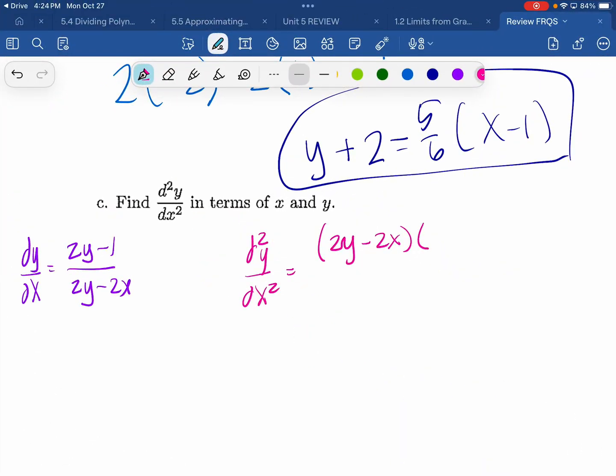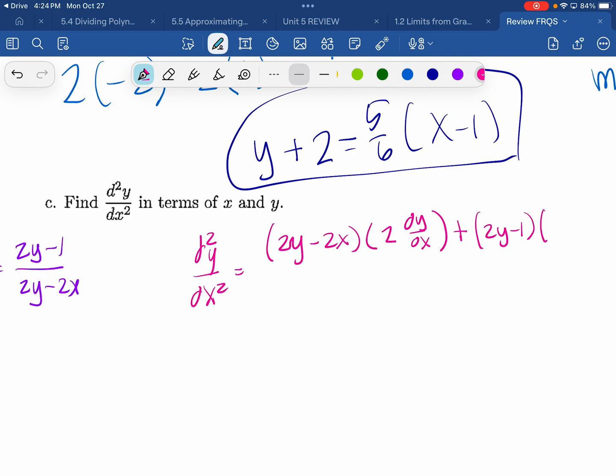Low, d high. So the derivative of 2y is 2 dy/dx, and the derivative of -1 is 0, plus high. And then d low, the derivative of 2y is 2 dy/dx, and the derivative of -2x is just going to be -2, all over low squared.